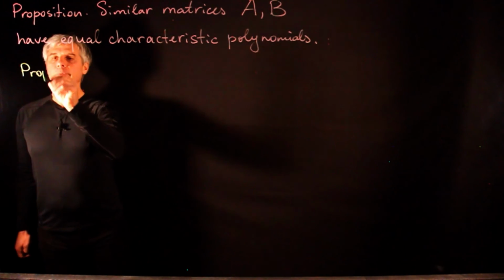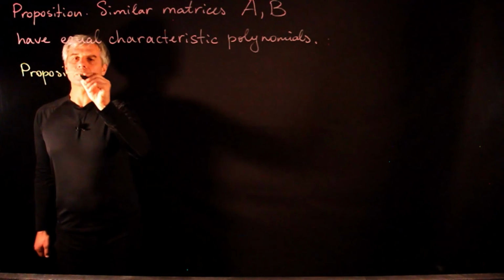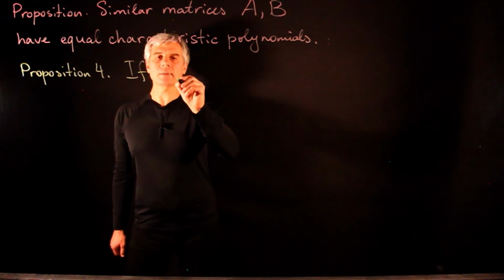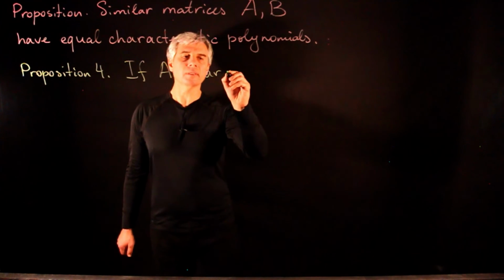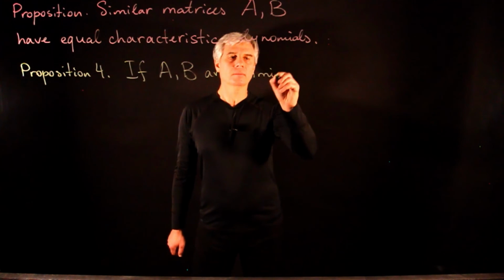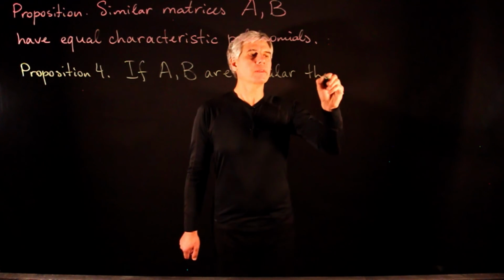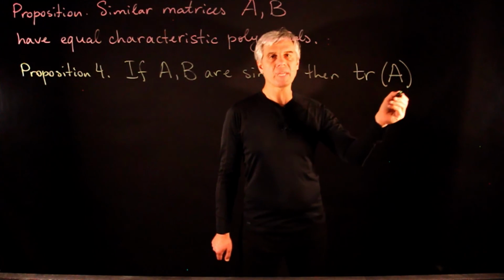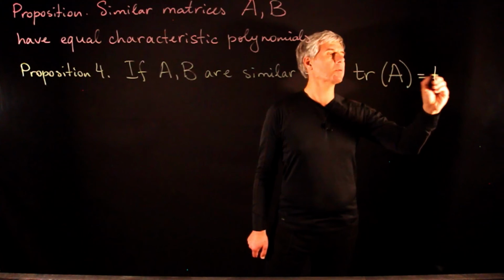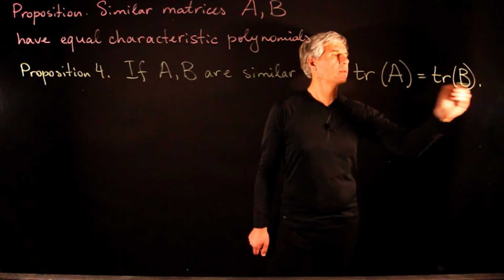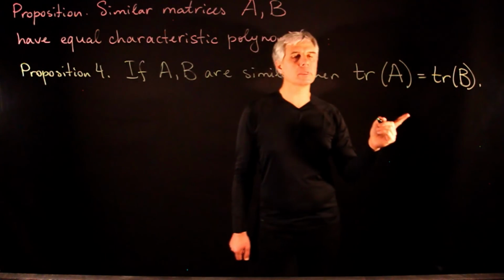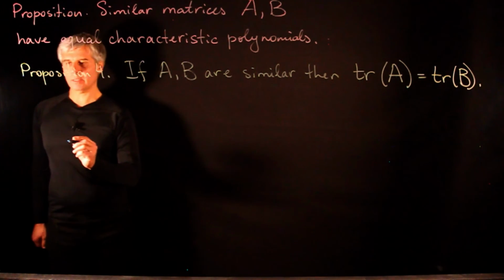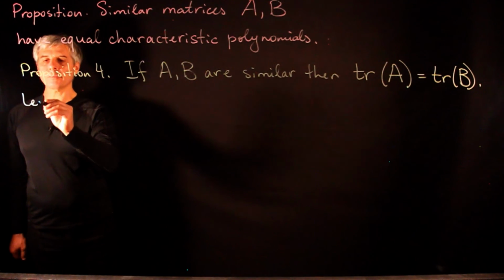And now we have proposition 4 that says that if A and B are similar, then the trace of the matrix A, which is the sum of diagonal entries, is equal to the trace of the matrix B. So similar matrices have equal traces. We're going to prove this proposition in two different ways. The first proof will be based on the following lemma.